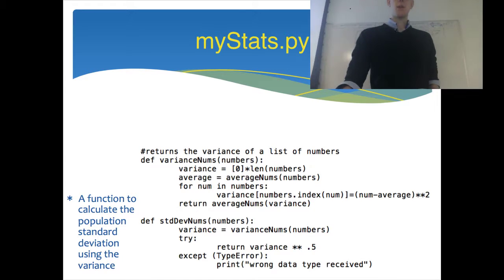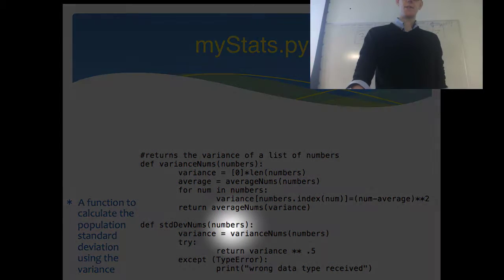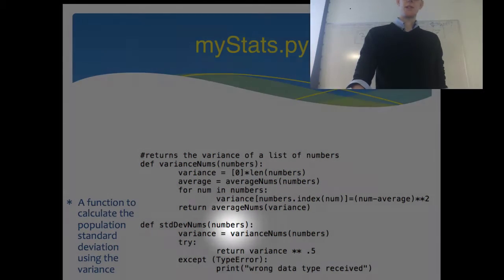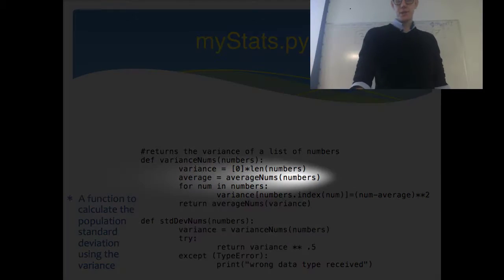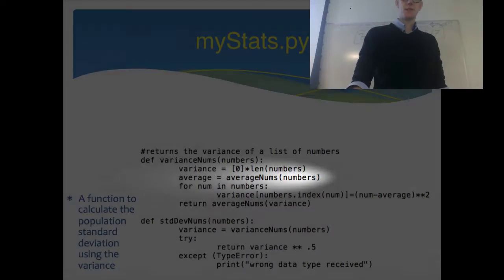So just to recap, the way the list of numbers is passed around, it's important to understand how the input from one function becomes the input to another. So when I run mystats.std_devnums on this list, it is passed as the input to my std_devnums function. So this numbers variable is that list. That numbers variable is then passed into my variance numbers function. So the variance number function gets that list as an input. The variance number function then calls the average number function and passes that list up into the average number function.